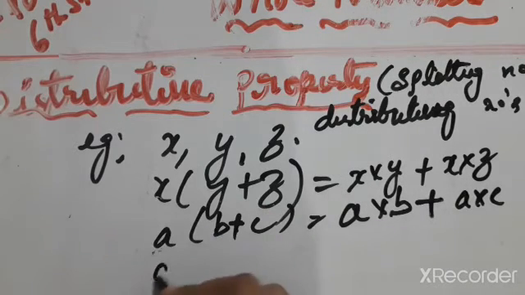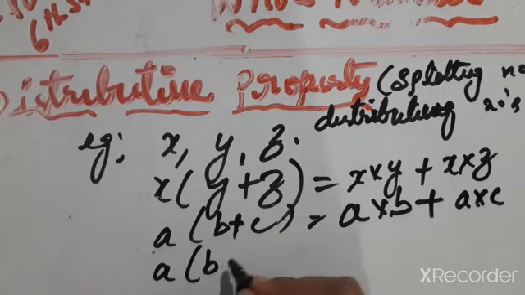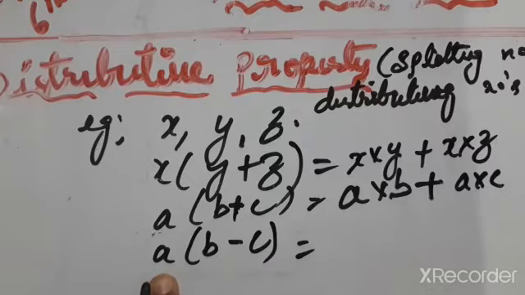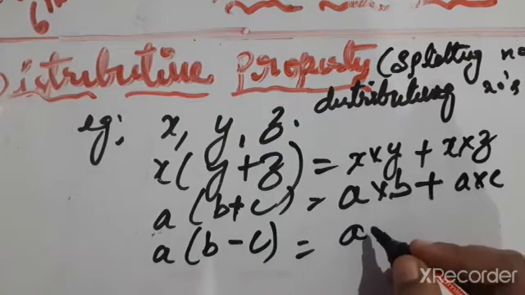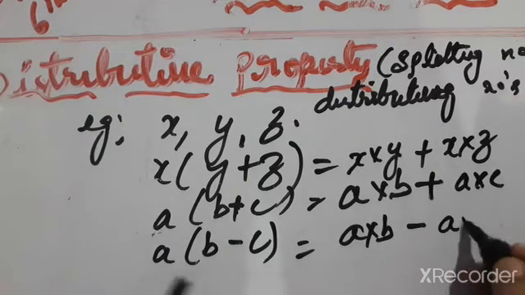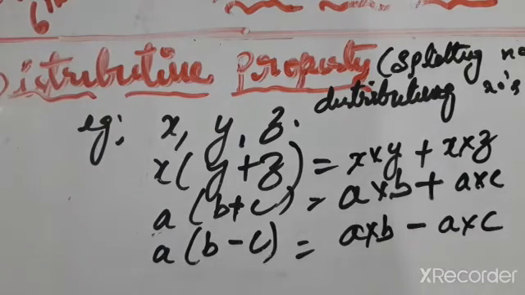One more example: a into (b minus c), a minus symbol is given. How to distribute? Now this is chocolate, or Mysore pak or jalebi or something, just imagine children. Now these are two kids, boy and girl. A into b, we distribute Mysore pak to the boy, a into b. I have a minus symbol, so we have to write a minus symbol, and a into c.